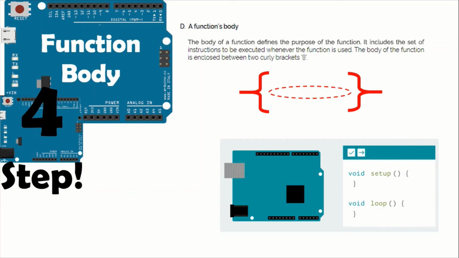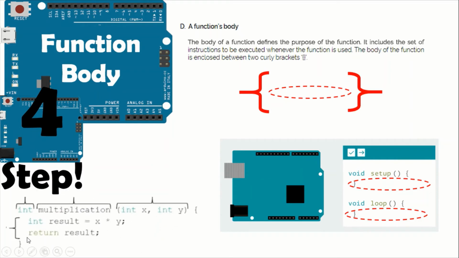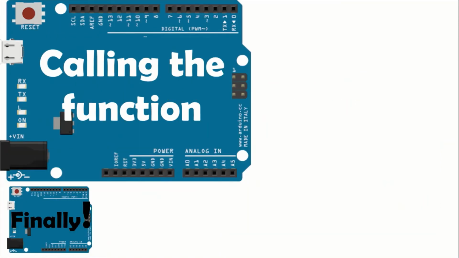Finally, the body of a function. As you can see here, the body of the function is the code that you are writing in your function. The body of a function defines the purpose of the function. It includes the set of instructions to be executed whenever the function is used. The body of the function is enclosed between two curly brackets. As you can see, the curly brackets start from here till here, and this is the body of the function.